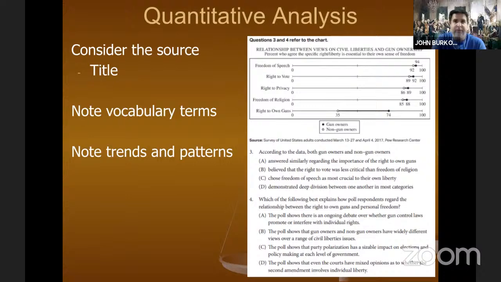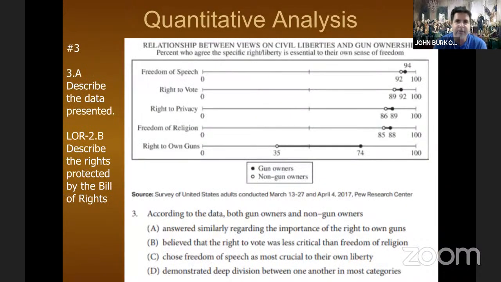So let's dive into this. We have this particular quantitative analysis. Jot the key terms here. All right, relationship between views, civil liberties, gun ownership, percentage who agree, specific right, liberty, essential sense of freedom. And we have the freedom of speech, right to vote, privacy, religion, right to own guns. And the key here is the black dot is gun owners, and the blank white dot would be non-gun owners. Don't forget down here, think about this. Survey, United States adults, March 13th to April 4th, Pew Research, 2017.